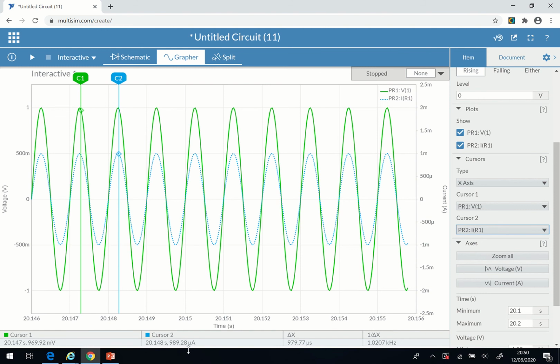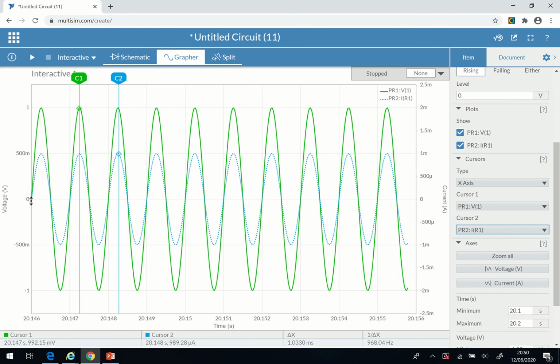When you look at the maximum value for current, it's approximately 1 milliamp. It's 989.28 microamps. Now let me put the voltage here, and it's 992.15 millivolts, approximately 1 volt. Now let's see if it is true.